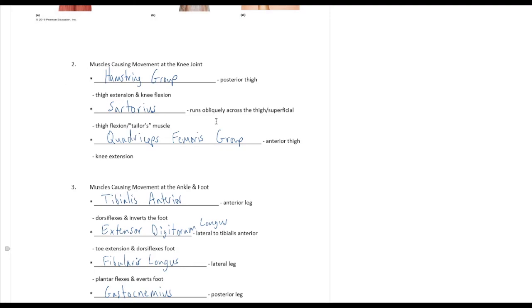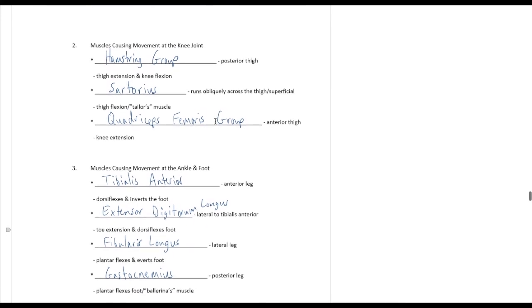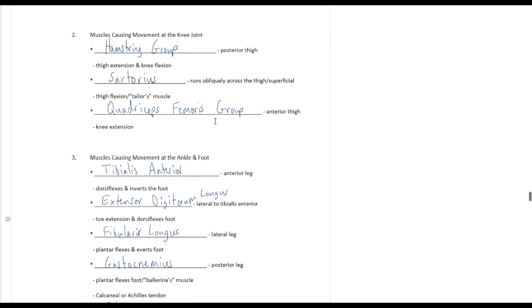Then we have our sartorius. It's going to run oblique across the thigh and superficial. The thigh flexion is the Taylor's muscle for tailoring pants. Then we have our quadriceps femoris group, and it's going to be anterior thigh, and it's going to deal with the extension, or your quadriceps, or your quads.